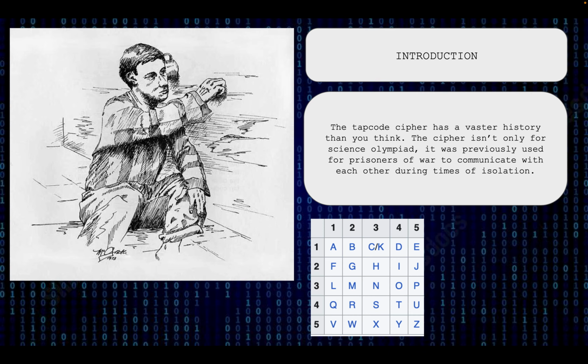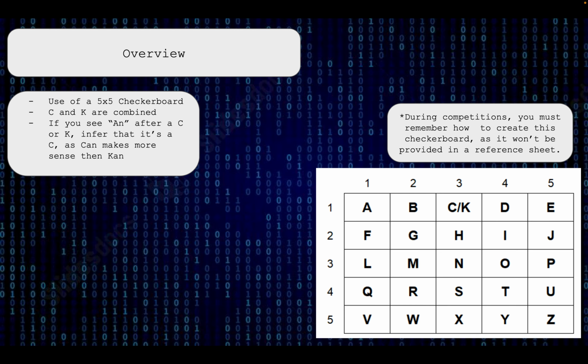The Tapcode cipher is decoded using a 5x5 grid with all the letters of the alphabet fit inside. As you can see, the C and K letters are combined inside the 5x5 grid, which means you have to use your core knowledge and determine which one is used in the word. The 5x5 checkerboard will not be given on the resource sheet, which means you must be able to remember and make it during the test.